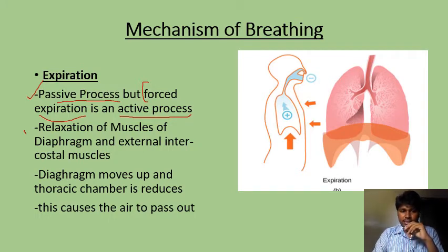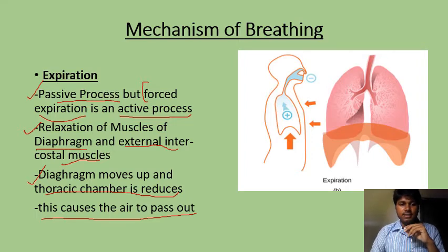What happens here? The relaxation of muscles of diaphragm, nothing but phrenic muscles, and external intercostal muscles takes place here. Hence the lungs get shrunk and they will put the air outside. So diaphragm moves upwards and thoracic chamber is reduced, so that the air which is inside goes out. This causes the air to pass outside.